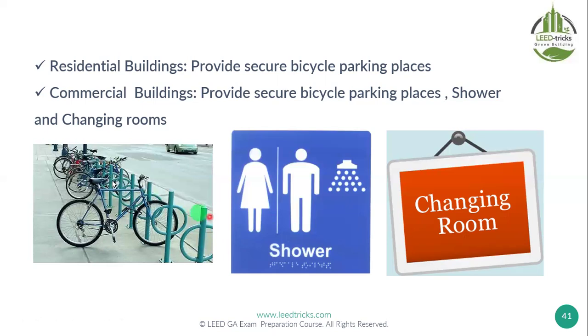For LEED GA level, we just need to know we have to design it like this. There should be showers and changing rooms there. But LEED BD+C will tell you how many showers, how many changing rooms, and how many bike racks are required based on your building type.